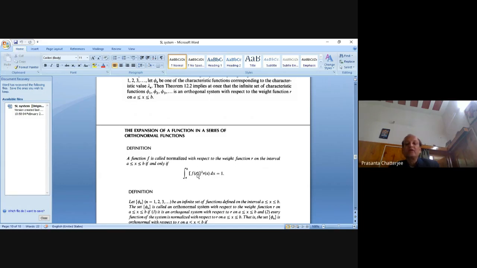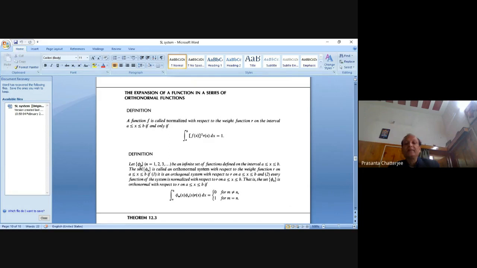It is orthonormal provided also for all other functions of the set. If we take two different functions and do the integration, then it will be 0. If we take the same function twice and integrate, it will be 1. So if we take any set phi n, n equal to 1 to n, and the integral from a to b of phi m(x) phi n(x) r(x) dx equals 0 for m not equal to n and equals 1 for m equal to n, then the whole set is called an orthonormal system.